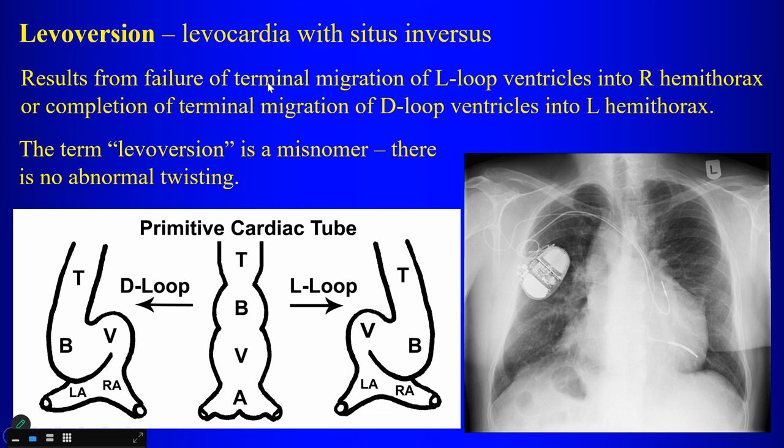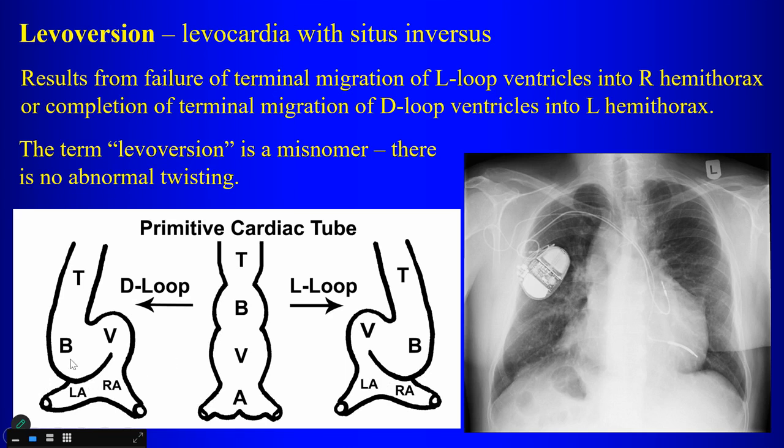That's a discordant cardiac loop, right? Now, that D loop you would expect to migrate to the left, and if it did migrate to the left, then you would have the apex on the left side. You would have levocardia with situs inversus. Okay, so those are the two ways you can get it.